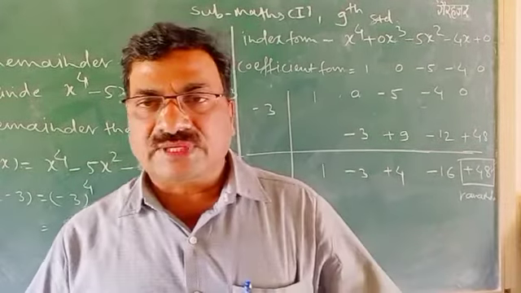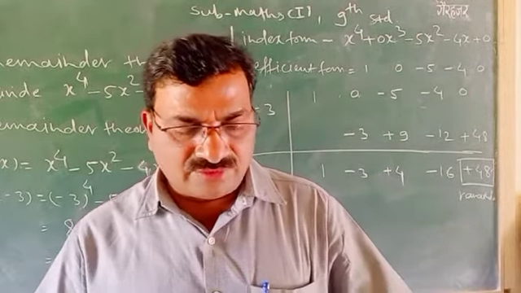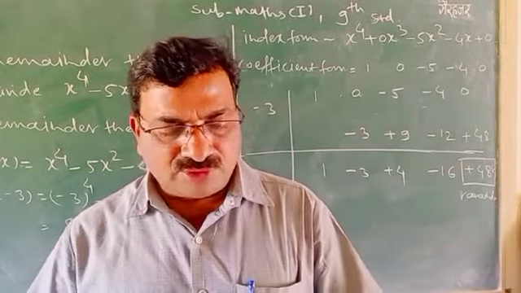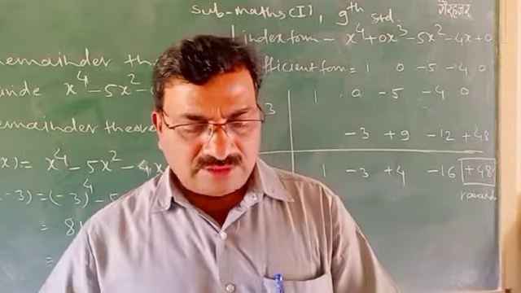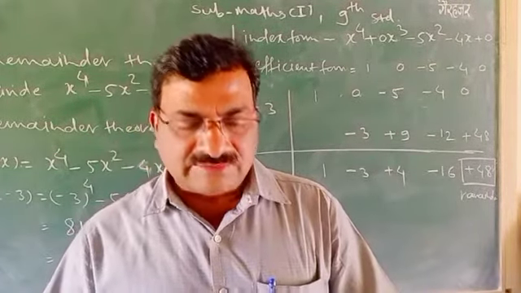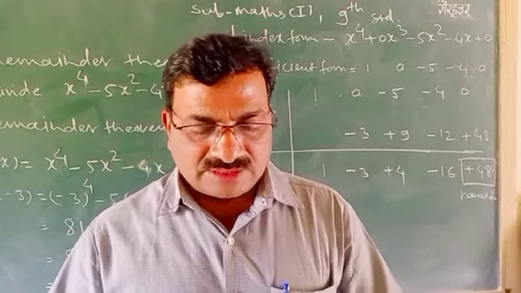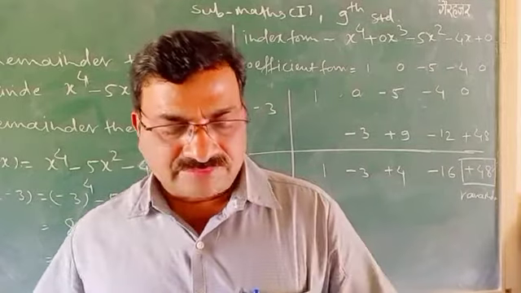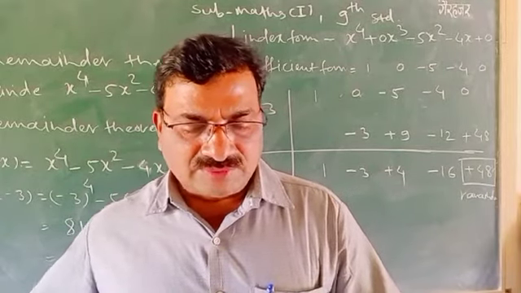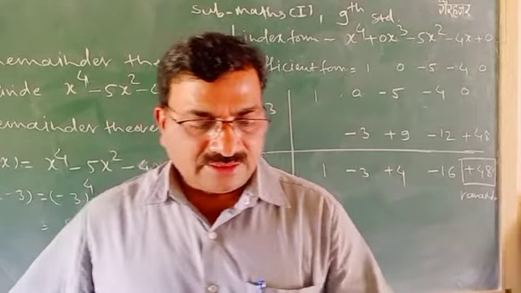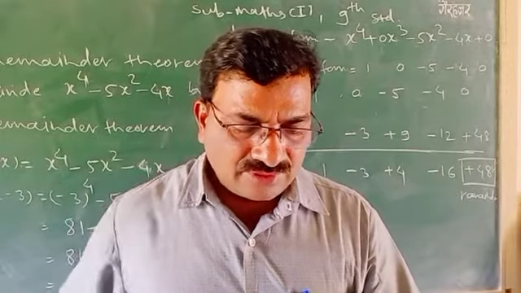Now practice set. We will take one example from practice set 3.5, the sixth example. If the polynomial y cube minus 5y square plus 7y plus m is divided by y plus 2, then the remainder is 50. That is, the value of that polynomial is 50. Then find the value of m.